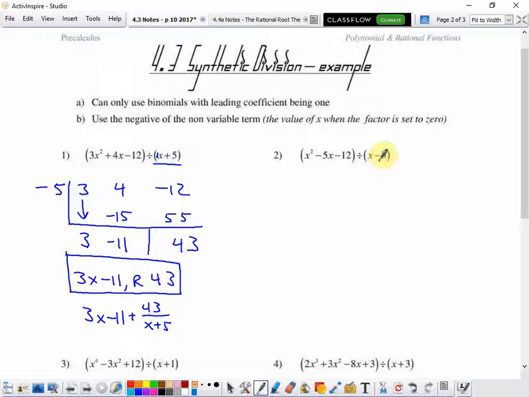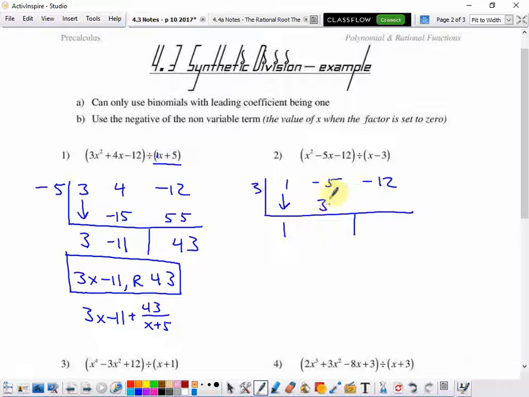Okay, so number 2, the opposite of that non-variable is 3. My coefficients are 1, negative 5, negative 12. And between these two, I'm going to put in a separator for my remainder. So our setup is done. Bring down the 1, and then it's just multiply and add, multiply and add.